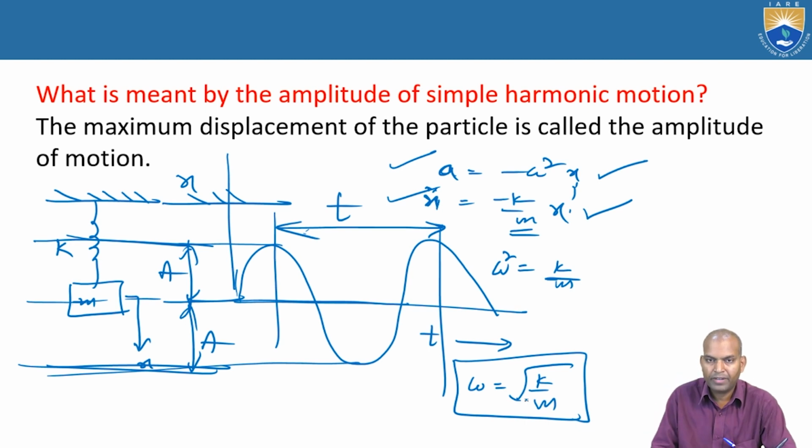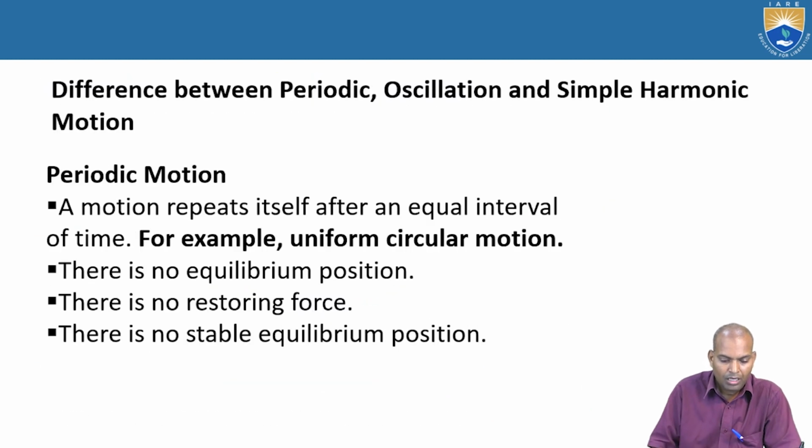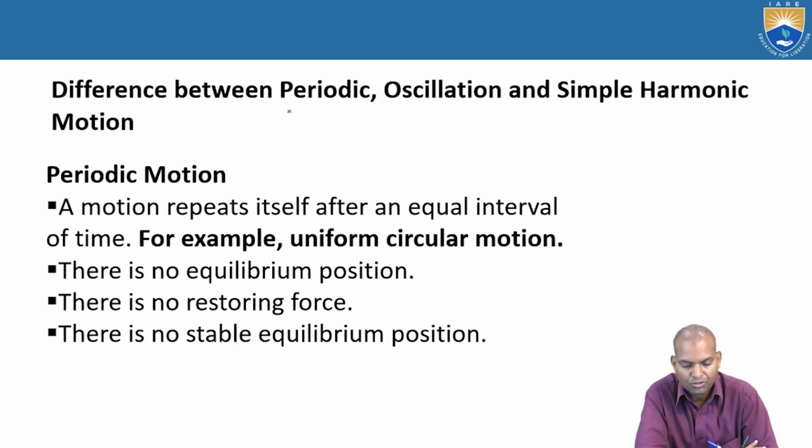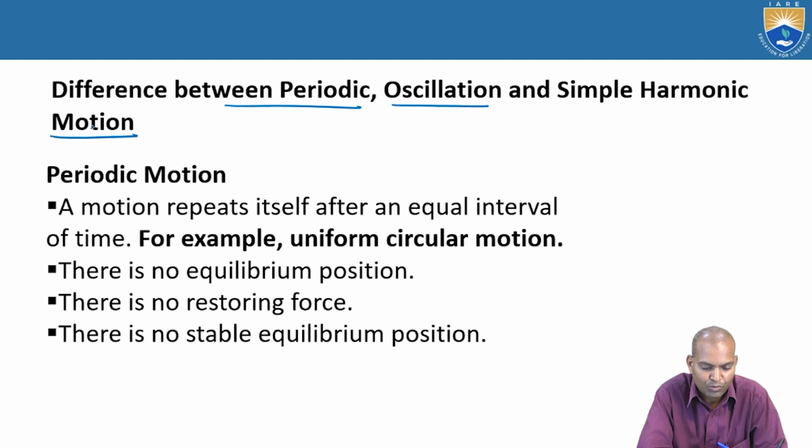So this omega is known as the circular frequency. The circular frequency comes when the particle is moving in a circular path and having simple harmonic motion. Okay. Now next is, what is the difference between periodic oscillations, simple harmonic oscillation and simple harmonic motion?